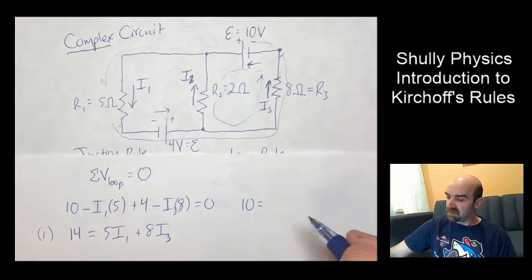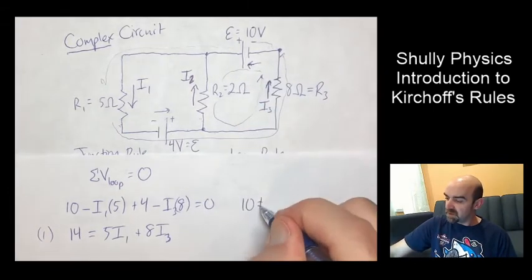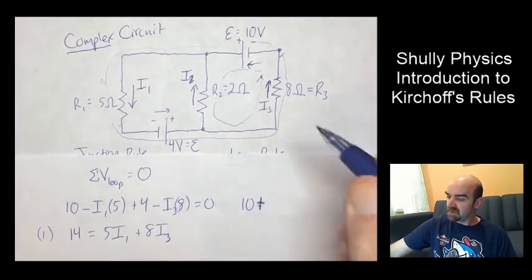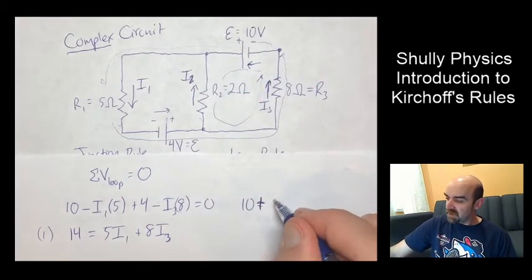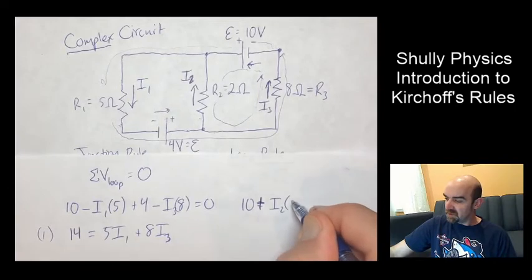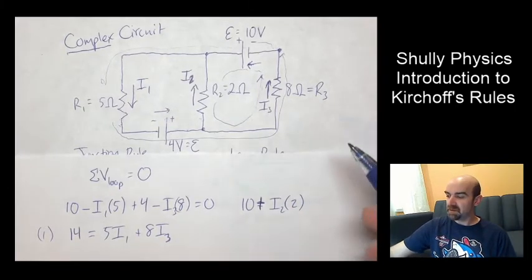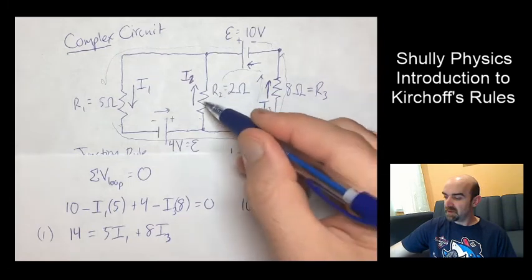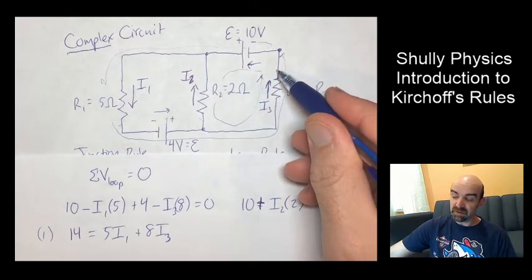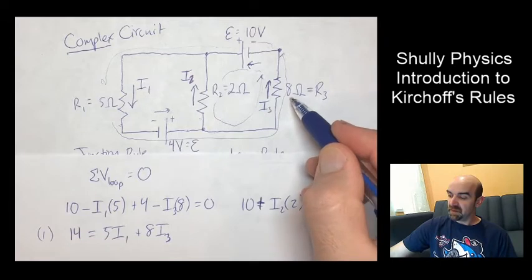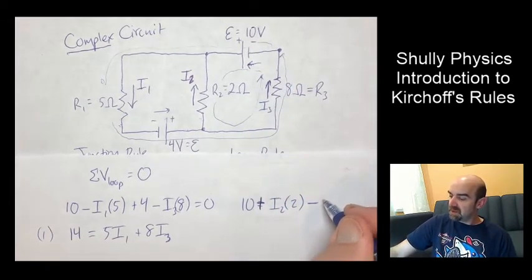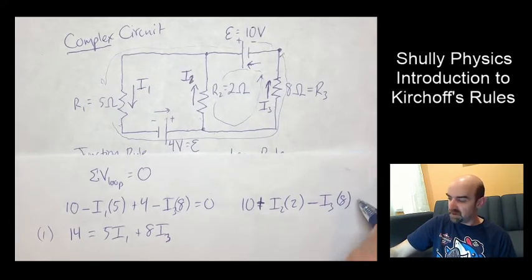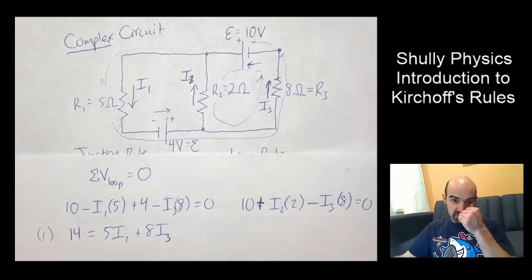Oops, I didn't mean to put an equal sign there. Well, 10 plus, I am summing all the potentials in this loop. So 10 plus I2 times R2, which is 2 ohms. All right. And then I'm going to come around this way to finish my loop off. I'm going in the correct direction of my established flow, and I'll have a minus then. So I'm going to subtract potential. I3 times R3, which is 8 ohms. All that equals 0.